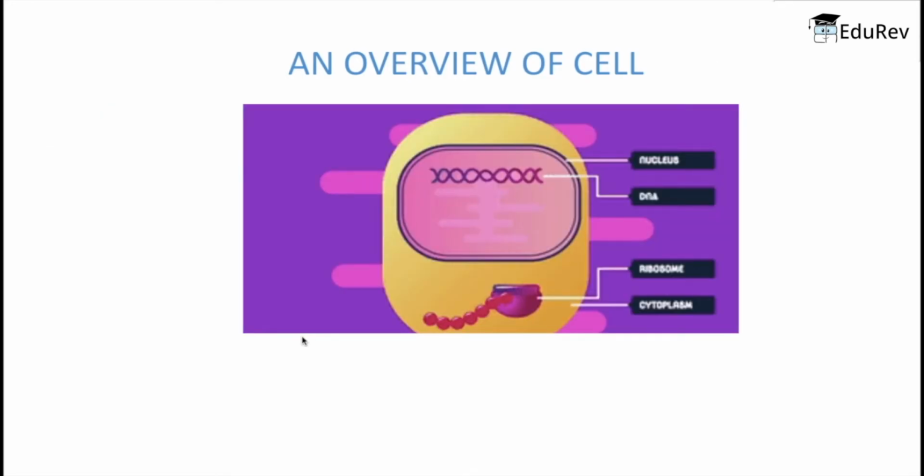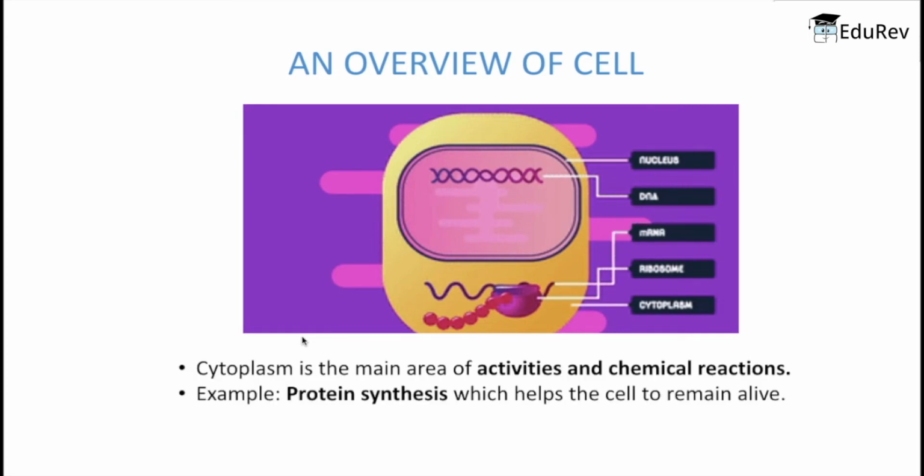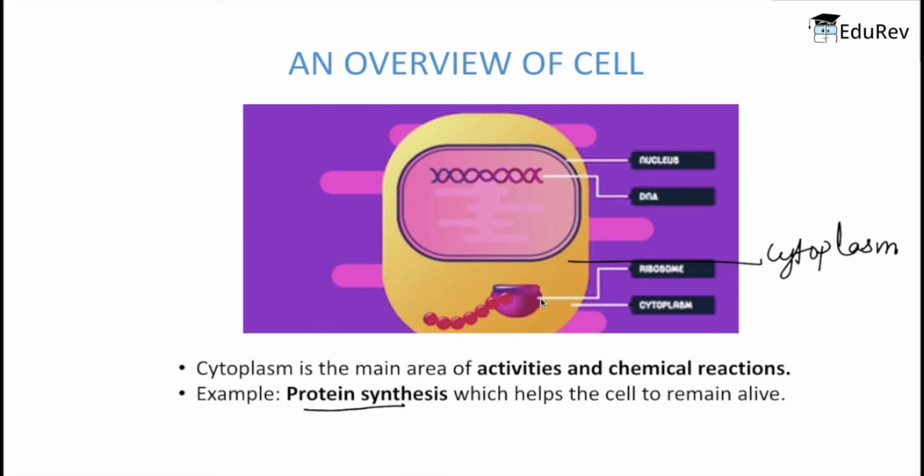The cytoplasm present inside the cell is the hub of various activities and chemical reactions. The function of cytoplasm is to host various chemical reactions and activities, for example, protein synthesis. As you can see in this animation, the protein which is synthesized helps the cell to remain alive for a longer period of time.